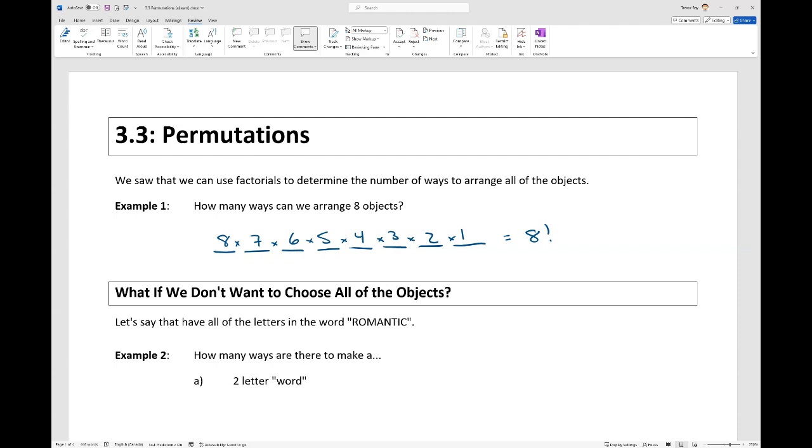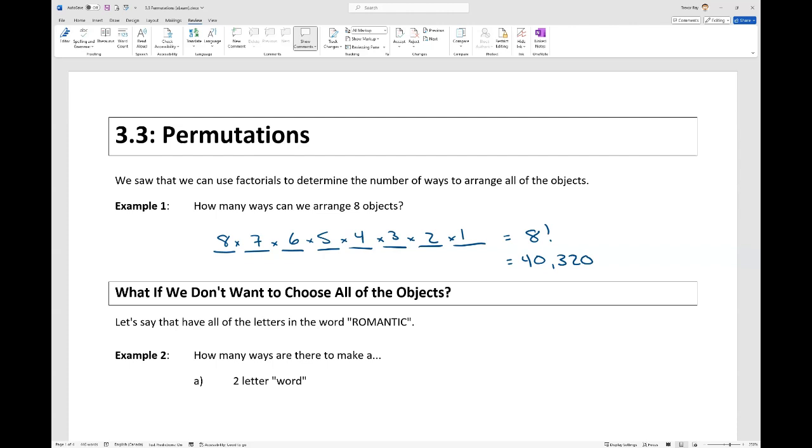Again, 8 factorial just means we're going to start at the number 8 and multiply every number from 8 down to 1 together until we get an answer. And when I punch that into my calculator, I get the answer 40,320. Okay, so that was factorials.